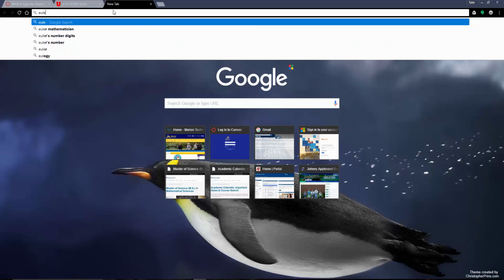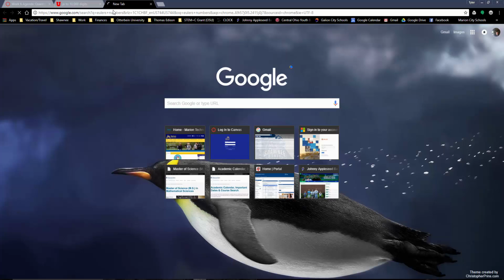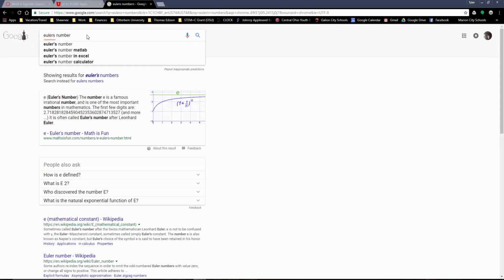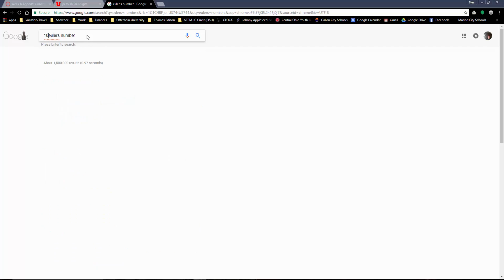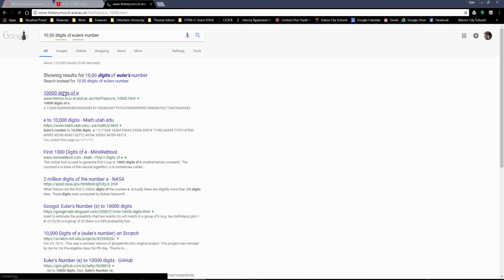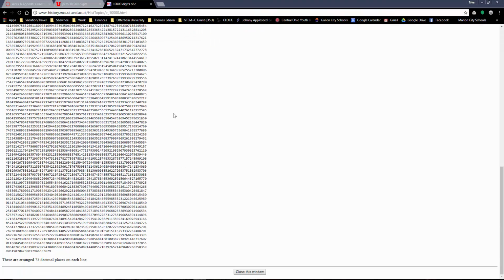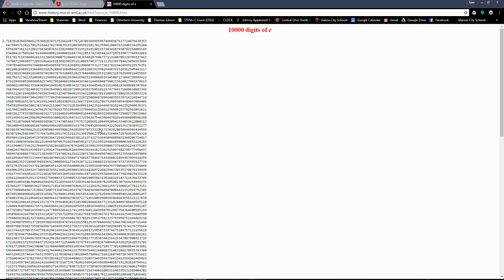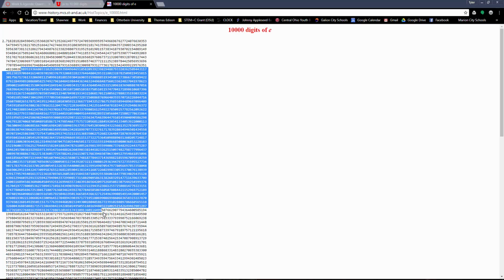Euler's number is similar in that fashion. So let me do 10,000 digits of Euler's number. And we can find those. So there are 10,000 digits of e. This is also never ending. It has no pattern, which means it's irrational. And irrational means I can't write it as a fraction. So this is a special number that we call e, Euler's number.